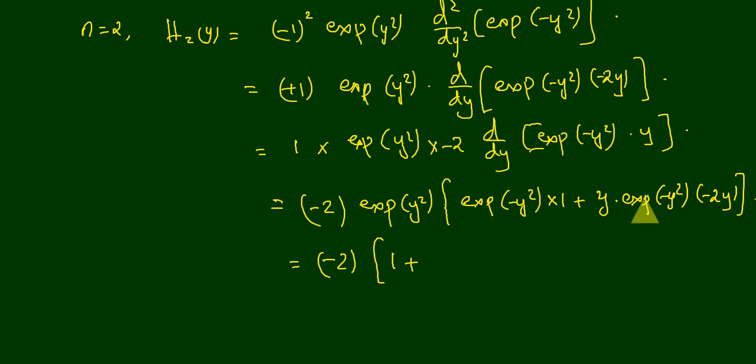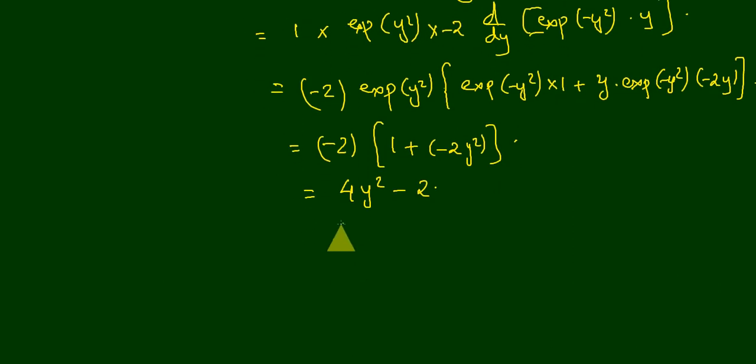So exponential y square and exponential minus y square will be cancelled. What is remaining here is minus 2y into y, that is minus 2y square, okay? That is equal to minus 2 into minus 2y square, that is equal to 4y square, and then minus 2 into plus 1, that is equal to minus 2. So what I get is 4y square minus 2, okay?